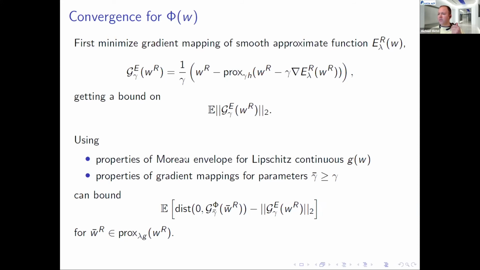And with these two tools, we're able to bound the difference of what we are actually interested in. So this is the subdifferential mapping of phi and this quantity, basically the norm of the gradient mapping of the approximate function. We can make this as small as we want. So simply put, we could develop an algorithm to make this less than or equal to epsilon over 2, and then we can prove that this distance is less than or equal to epsilon in expectation. So that's the general idea.